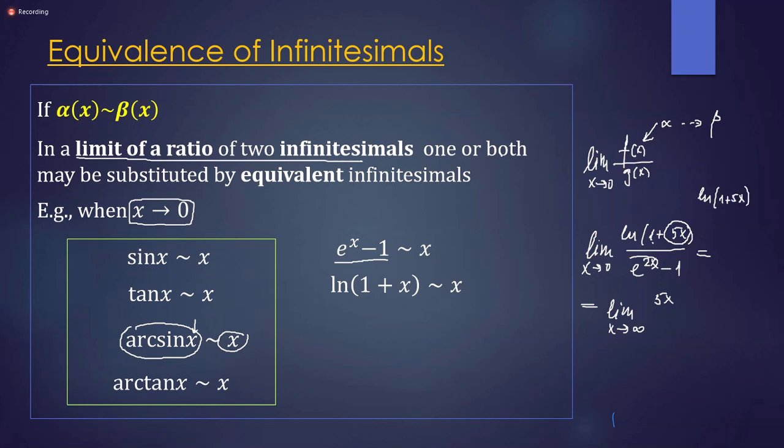Now, in the denominator, if e to the power x minus 1 is equivalent to x, that means that e to the power 2x minus 1 is equivalent to 2x. So I can substitute that by 2x. And now this limit, not infinity, this was 0, this limit is actually 5/2.